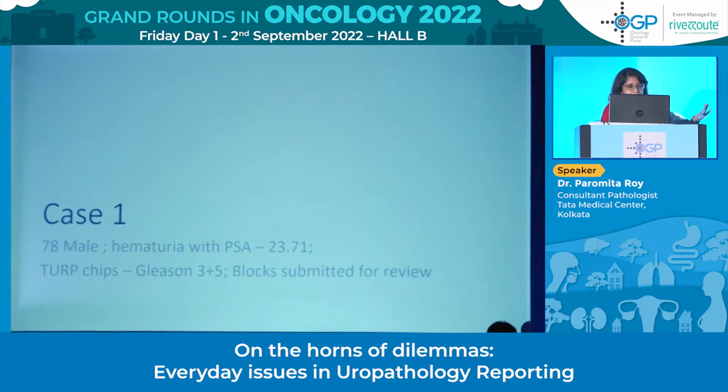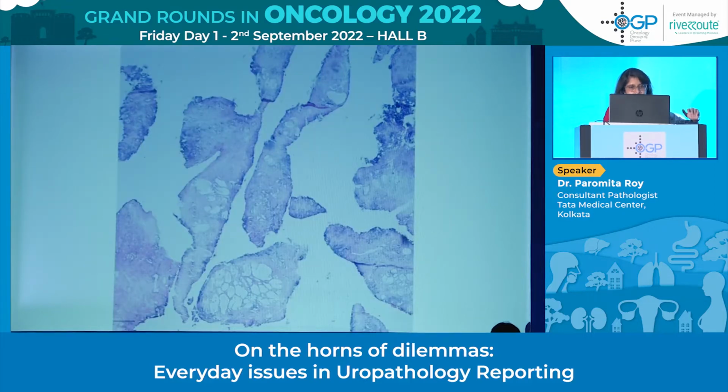So with that overview, this is case 1, a 78-year-old male who presented with a PSA of 23, and TURP chips was reported outside from a very good lab as 3+5, and blocks were submitted for review. So we saw this in this magnification also. You can make out there are these small glands which are proliferated and the typical benign looking areas intermixed.